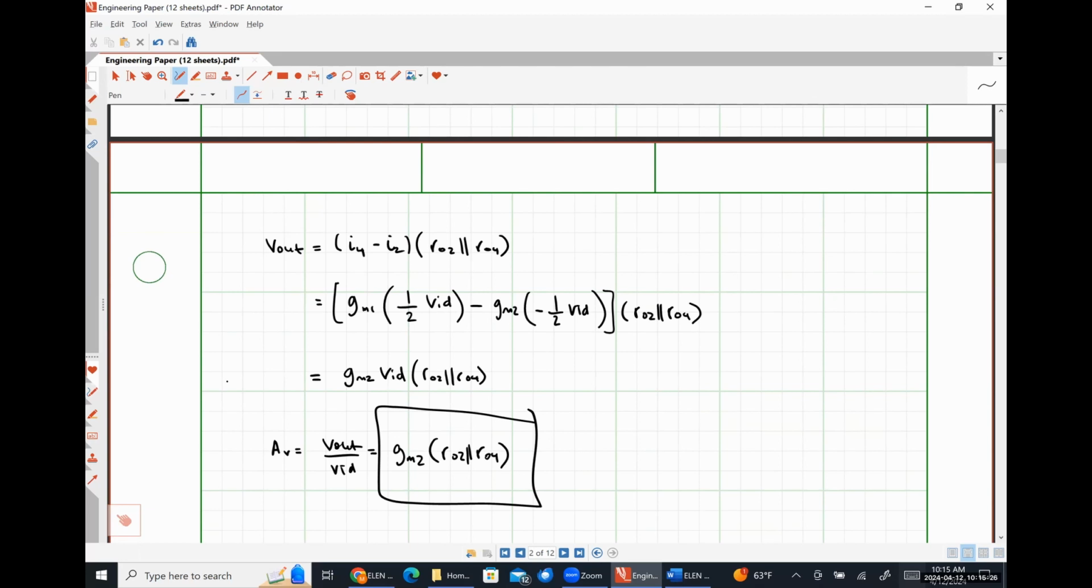So for what it's worth, we are now finished with differential pairs. For the remainder of this class period, all 30-ish minutes of it, I'd be happy to answer questions about homework assignments. On Monday, we're going to start looking at our frequency analysis of transistor amplifier circuits.